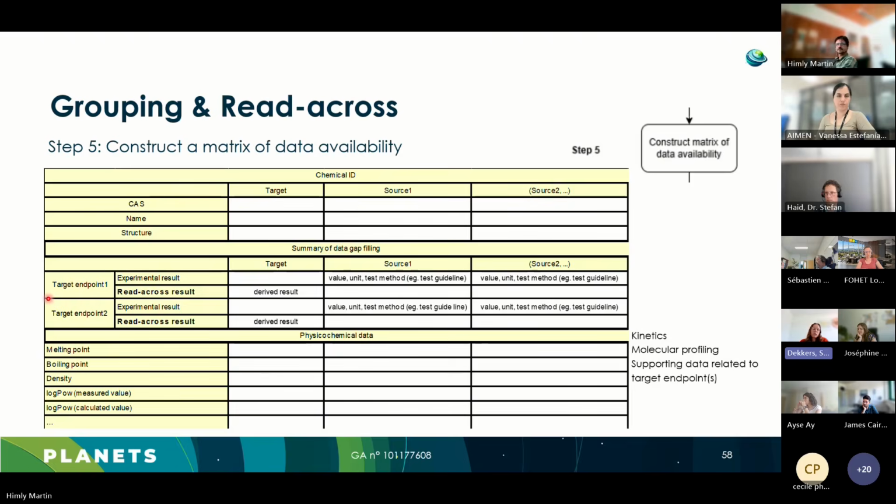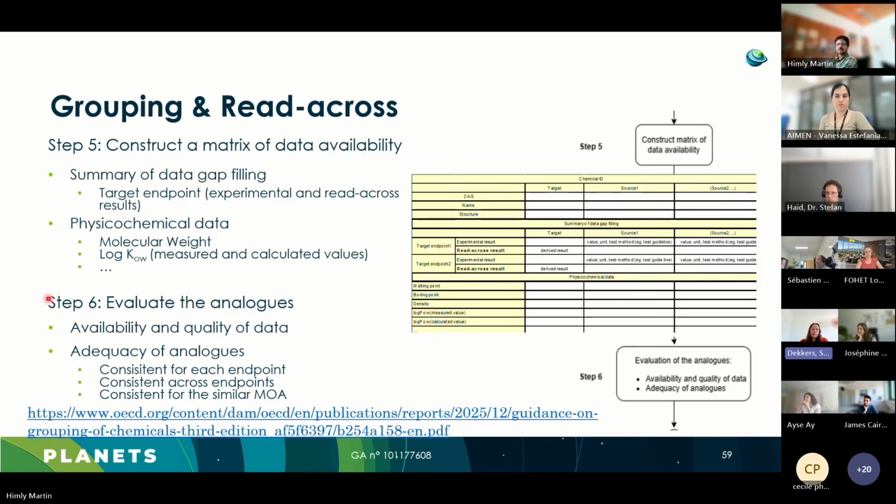So after doing this matrix, you have this whole summary, and you go to step 6 and evaluate the analog. So first evaluate the availability, what data is there, and what is the quality of the data. And with that, you have to make a justification if these analogs are justified to use for read across.